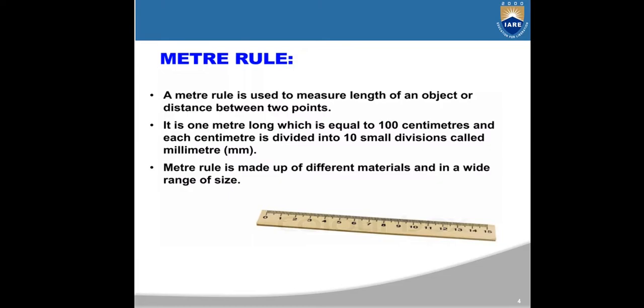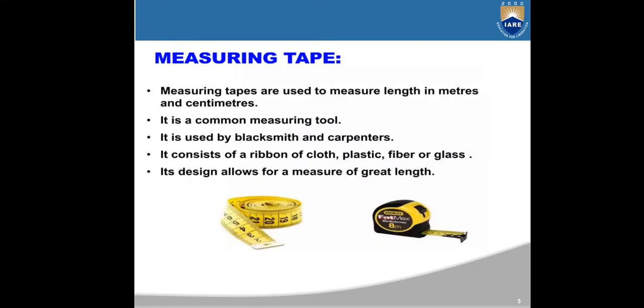Meter rule. A meter rule is used to measure length of an object or a distance between 2 points. It is 1 meter long, which is equal to 100 centimeters, and each centimeter is divided into 10 small divisions called millimeters. The meter rule is made up of different materials and in a wide range of sizes.